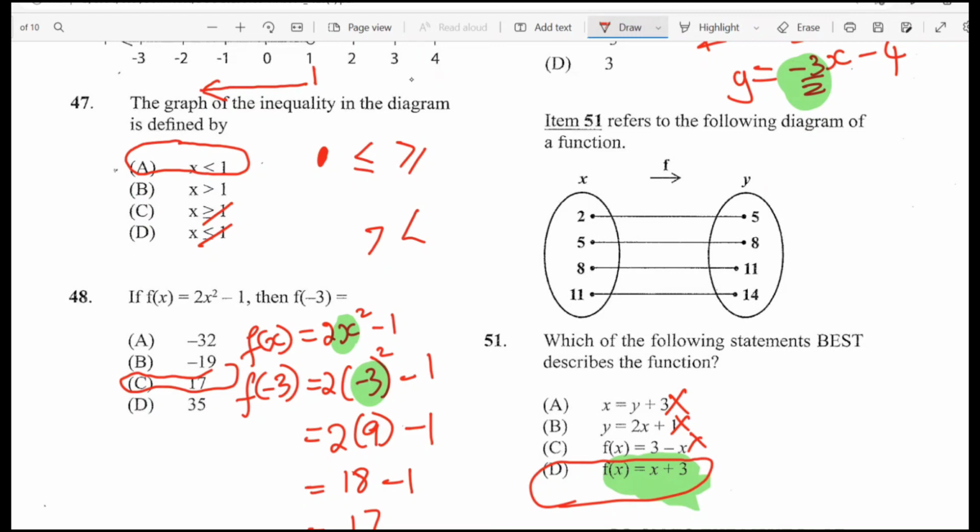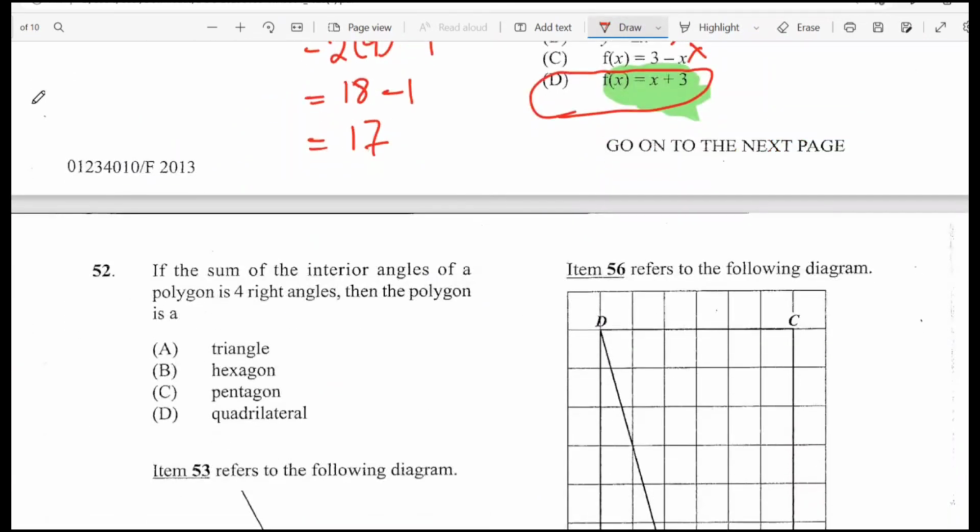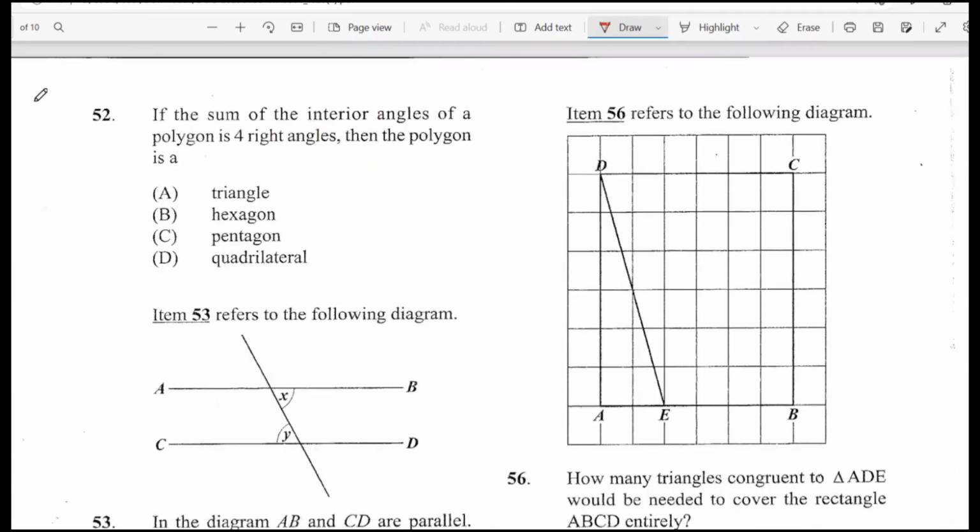All right, number 52. It says if the sum of the interior angles of a polygon is 4 right angles, then the polygon is what? So you're looking at a quadrilateral, so this is not.